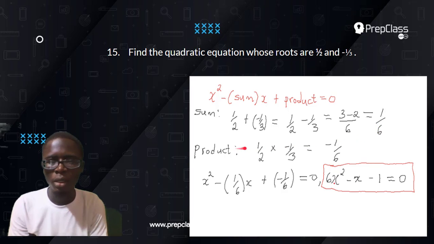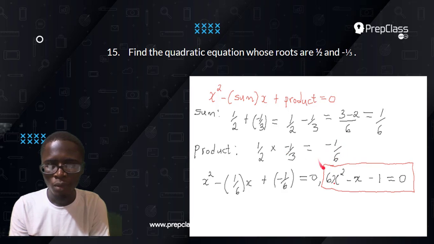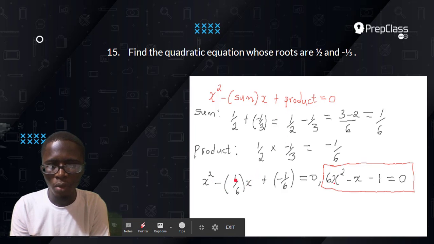Now the product is going to give us 1/2 times minus 1/3. 1 times minus 1 is minus 1. 2 times 3 is 6. So the product is minus 1/6. So all I need to do is to substitute the sum and the product into this and this position respectively. So here I have x squared minus 1/6 x plus minus 1/6 is equal to 0.